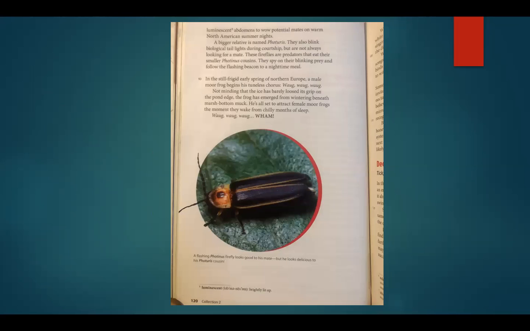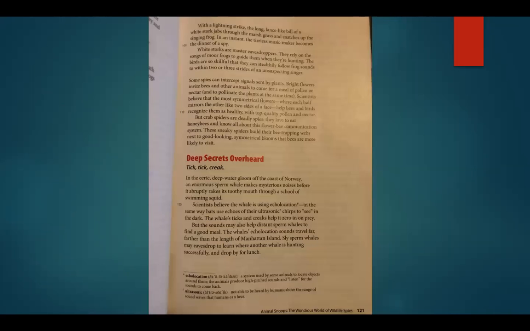And here's a flashing Photinus firefly. Looks good to his mate, but he looks delicious to his Photuris cousin. Notice also the word luminescent. It's to lightly brighten up. Let's just finish this section and then we can reconvene later.